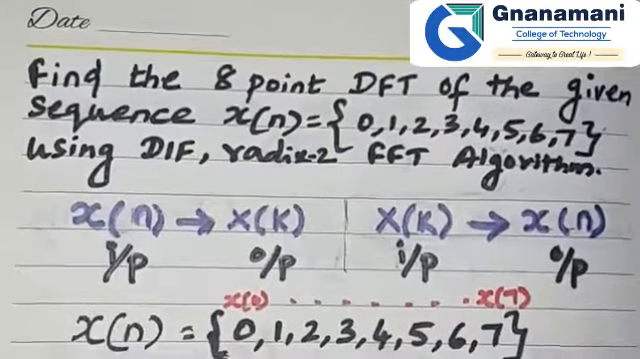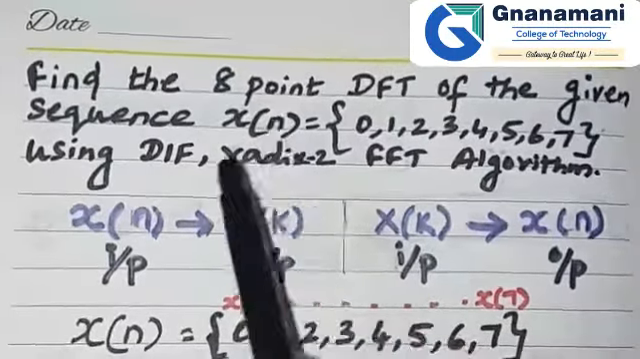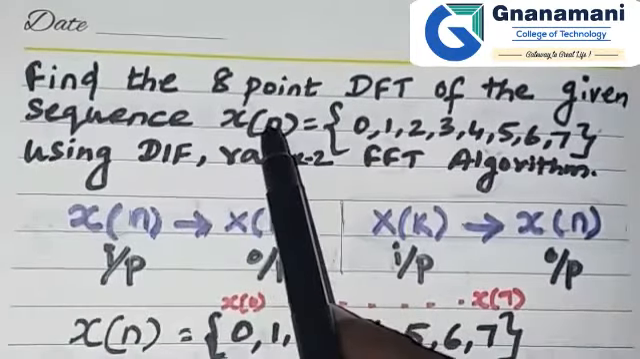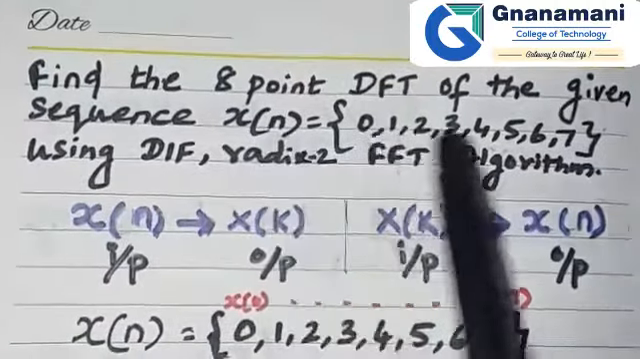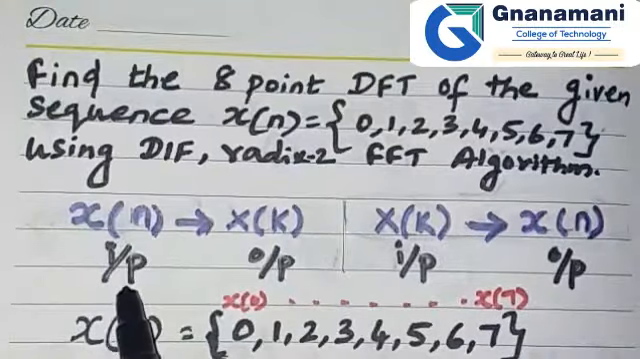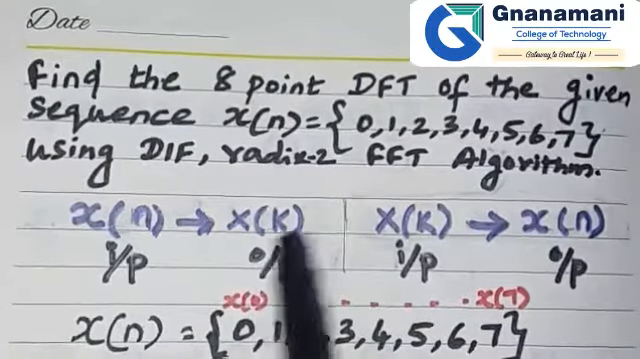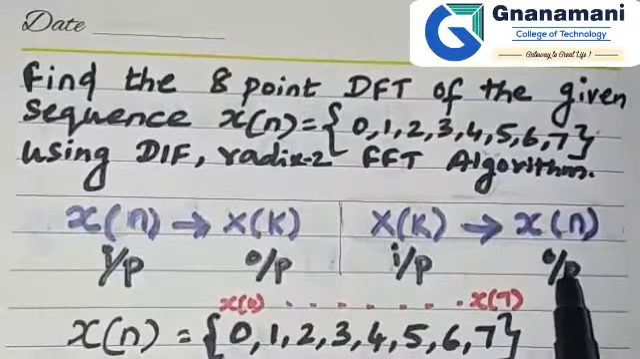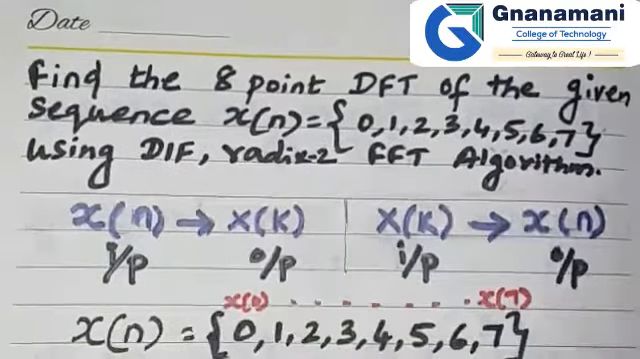It should not be like that. If x of n is given, then the answer should be in terms of x of k. If x of k is given, then surely it should be in terms of x of n. Keep that in your mind, since x of n is your input and x of k is the output. Similarly, if x of k is your input, x of n is your output, vice versa.